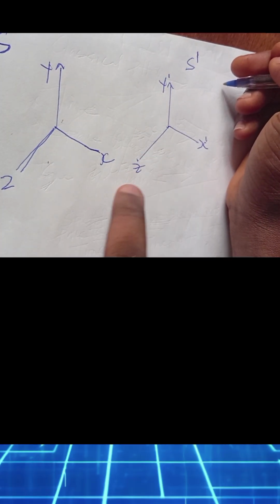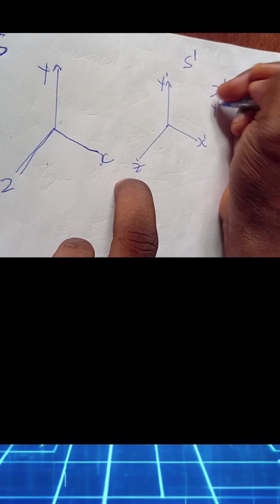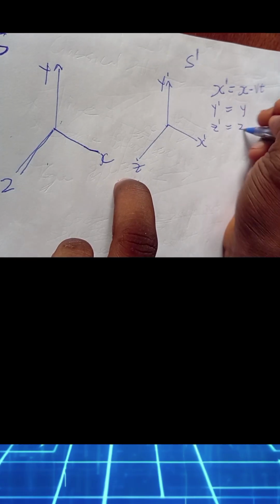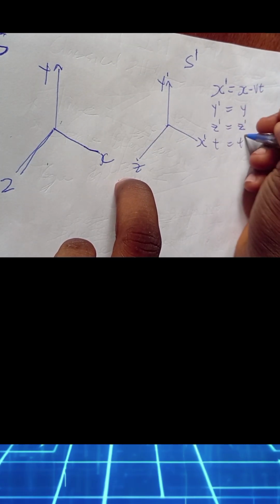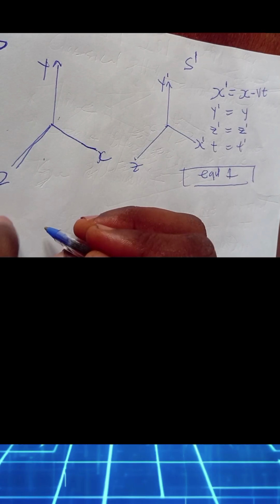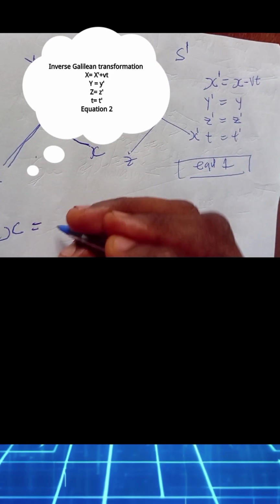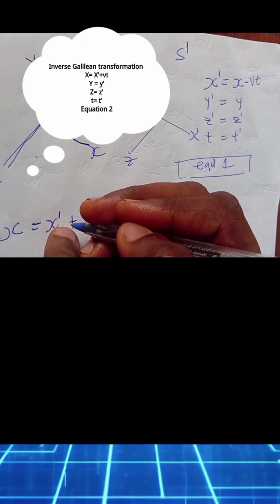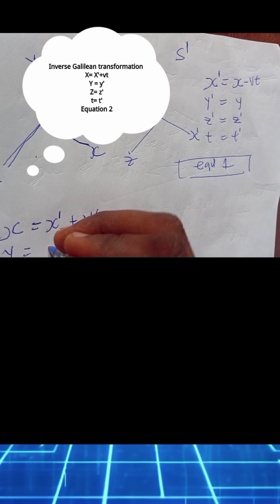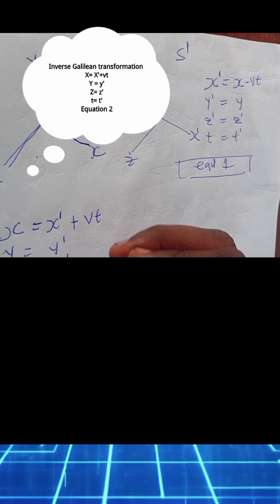Let me start with this one. It is x prime equal to x minus vt, y prime equal to y, z prime equal to z, and t prime equal to t. This is equation 1, the Galilean transformation. Then for the other, we have x equal to x prime plus vt, y equal to y prime, z equal to z prime, and t equal to t prime. This is equation 2.